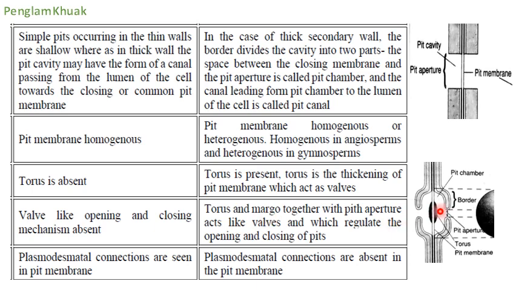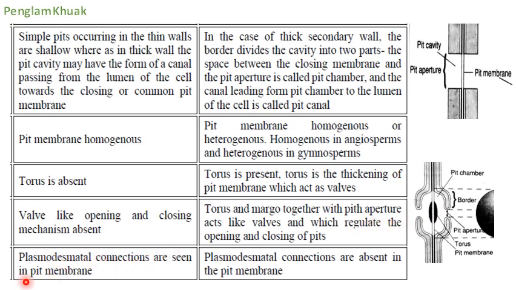Torus and margo. Margo means a substance which covers the torus. Together with the pit aperture, they act like valves and regulate the opening and closing of the pits. If this torus and margo are on the left hand side and it is closed, then it will not allow the flow of nutrients or microbodies from one cell to another cell. The torus can also move to the right hand side, and then it can block the passage of water, nutrients and microbodies from one cell to another.